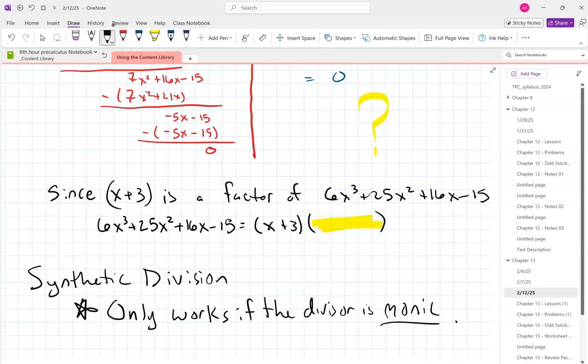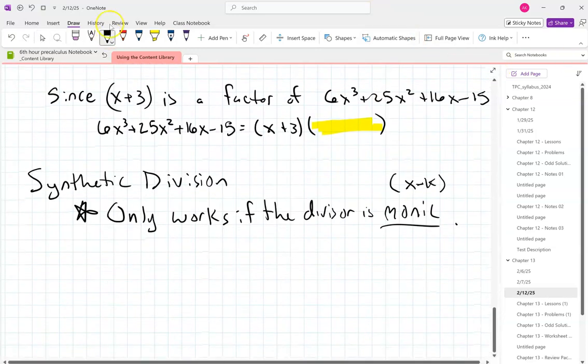It only works if the divisor is monic. Something like x minus k. Well, that's okay. That's pretty good. That's going to cover most of the stuff that we really want to deal with. So I'm pretty happy about that.